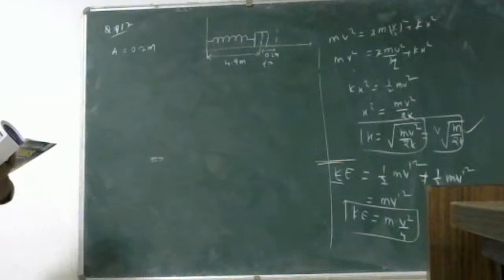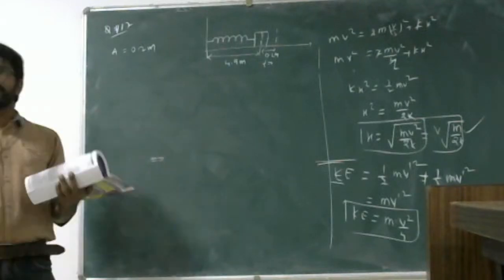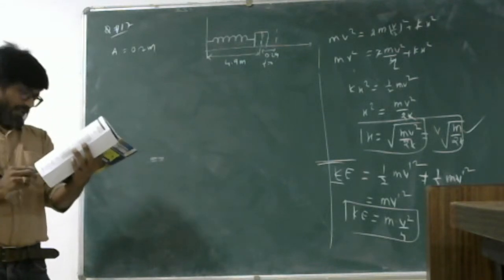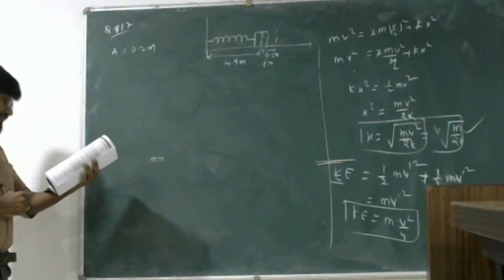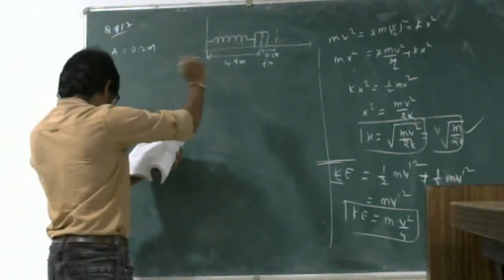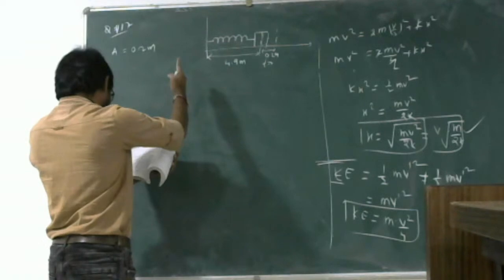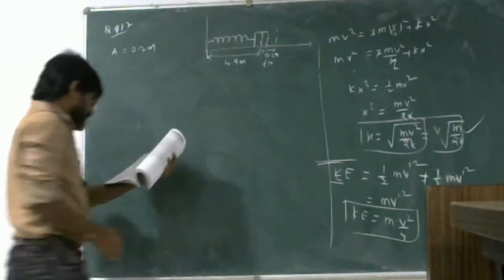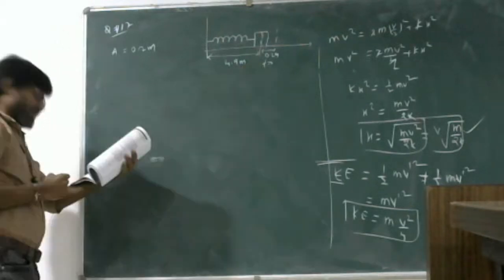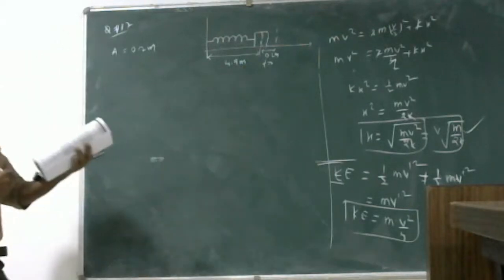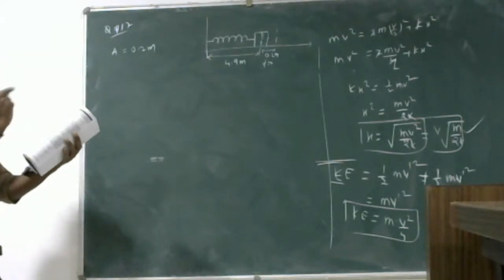Right. So let me read the question completely so that you can understand the scenario and follow. A small block is connected to one end of a massless spring of unstretched length 4.9 meters. The other end of the spring is fixed on the left side. The system lies on a horizontal frictionless surface. The block is stretched slightly by 0.2 meters, which will act as the amplitude, and released from rest at time t equal to 0.